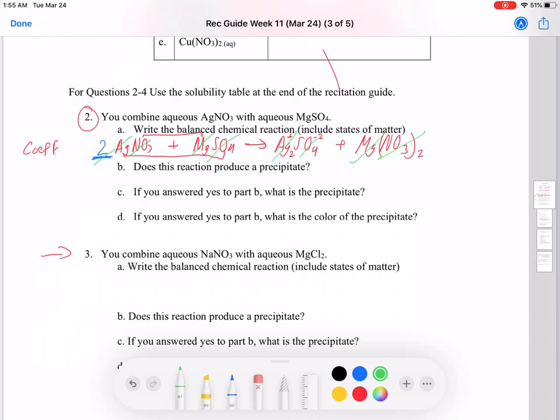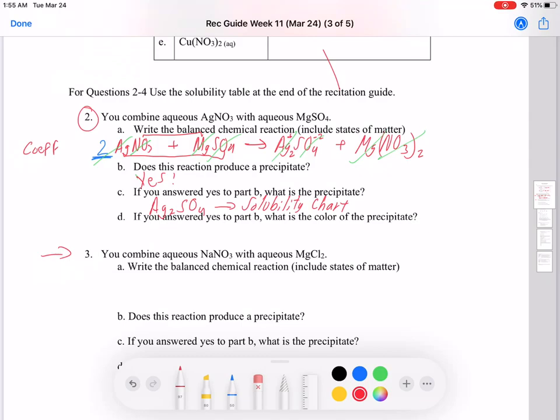Now, the next question they are asking me is if this reaction produces a precipitate. And in this case, the answer will be yes. If you answer yes to part B, what is the precipitate? Well, in this case, the precipitate is gonna be Ag2SO4, silver sulfate. Why is that? Because I checked on the solubility chart and I could see the answer.